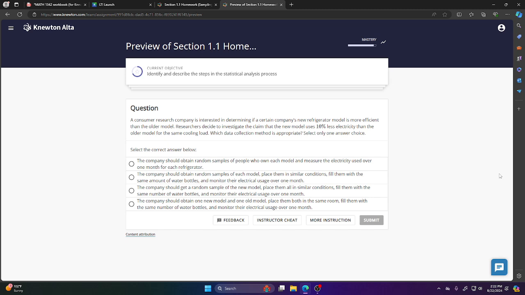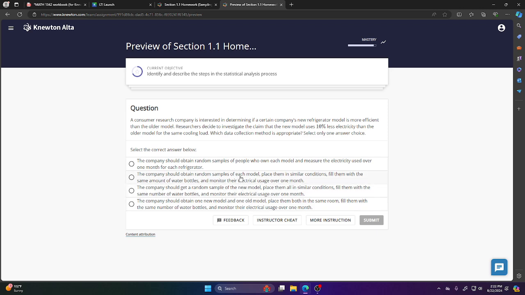Gosh, of course. Right? Consumer research, interested in determining the amount of the new refrigerator, decides to investigate the claim, uses 10%. What data collection method is appropriate? So how are they collecting data? Companies should obtain random samples from each model and measure electricity. Okay. Place them in similar conditions, fill them with the same amount of water bottles, and then monitor over a month. That sounds better, in my opinion, because once you put different amounts of this and that, it might change how often it cools. Should get a random sample of a new model, place them in all similar conditions.